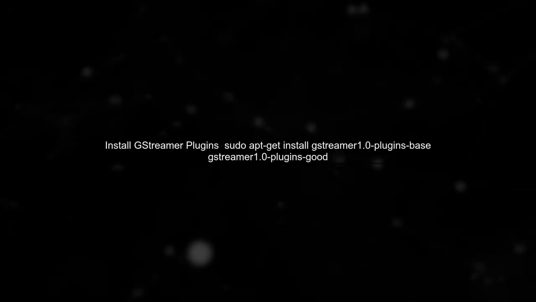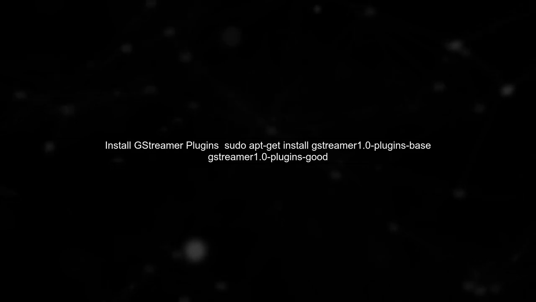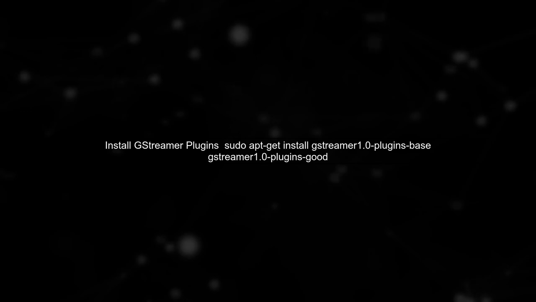Additionally, verify that the necessary multimedia backend is installed on your Ubuntu system. You can install the GStreamer plugins by running the following command in your terminal. Finally, if you still encounter a black screen, try running your application with debugging enabled. This can help identify any runtime issues.